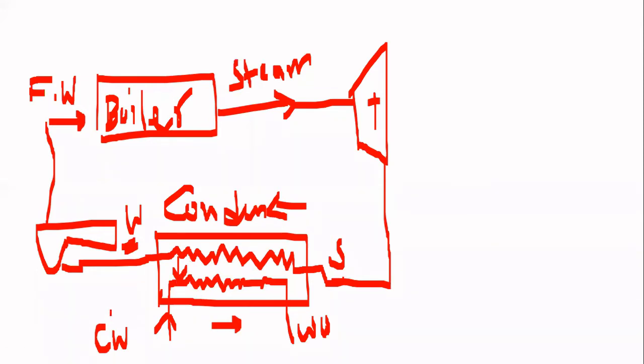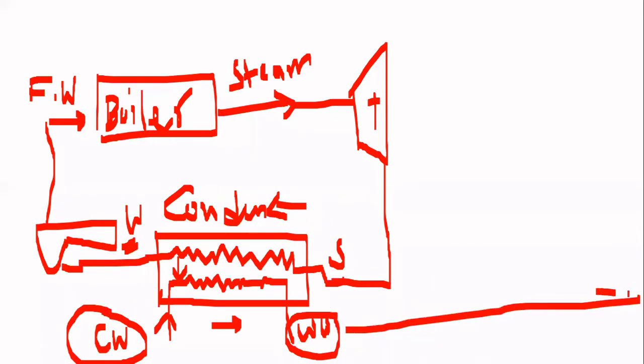Now here what is happening? The cold water which we were supplying, once it comes out of the condenser, it is warm now. Now we have two options. One option, we can throw this warm water in the river body or in the water body from where we had taken this cold water. So what is this going to cause? This is going to cause something which is called thermal pollution.